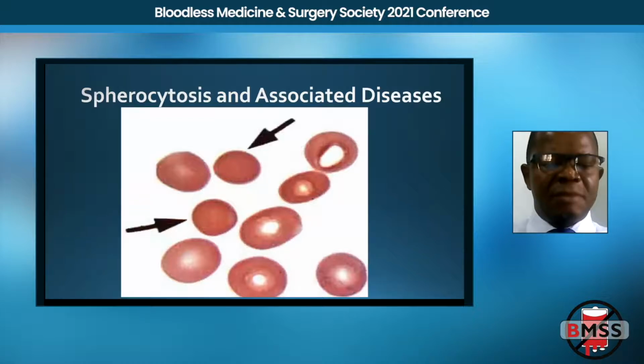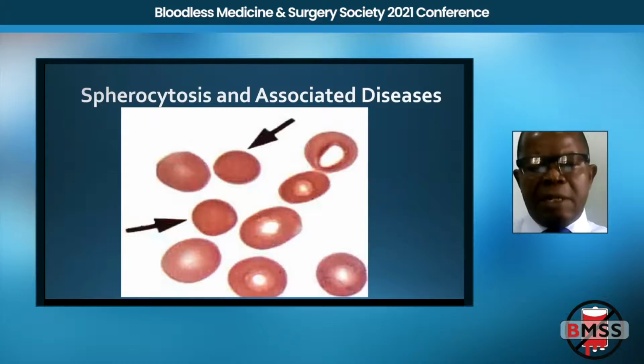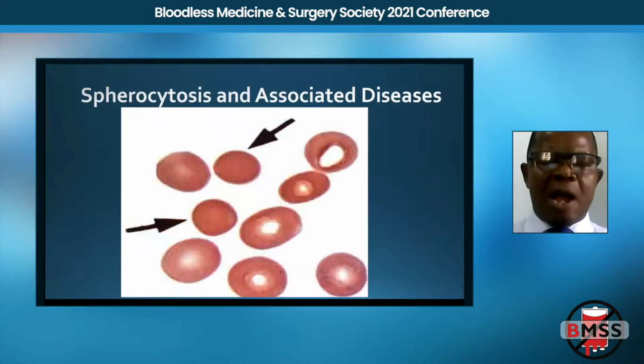So let us look at one of them, spherocytes. That is cells that are smaller in size. They are globular and spherical. There are many injuries to the body that can lead to this kind of scenario as we've seen in this cell. Some of them are inherited, some of them are acquired. Next slide.